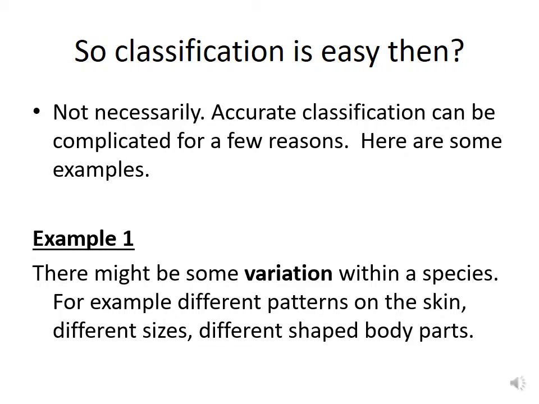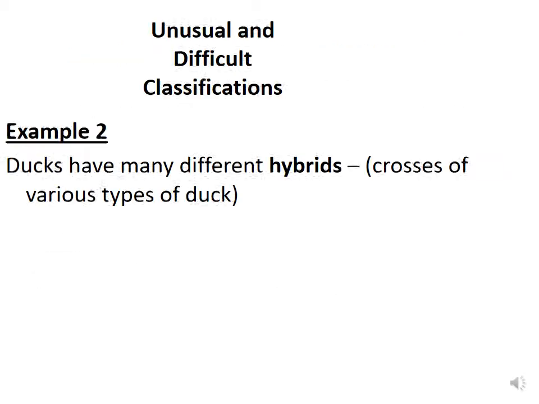In humans, we all have different hair colour, skin colour, body shape, etc. But that doesn't make us different species. That is simply the variation which is natural within our species. Sometimes classification can be unusual and difficult.